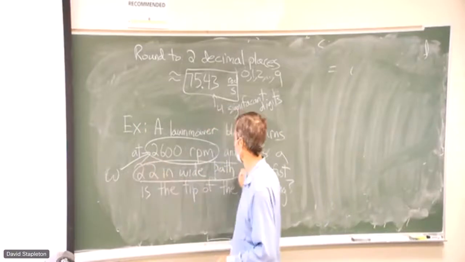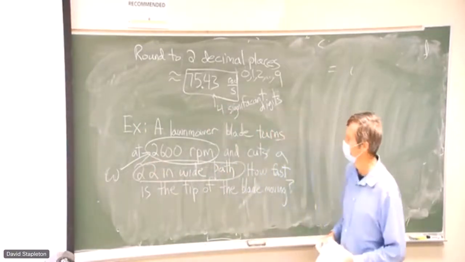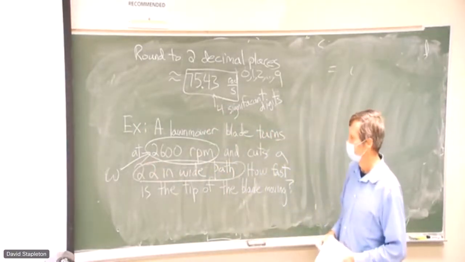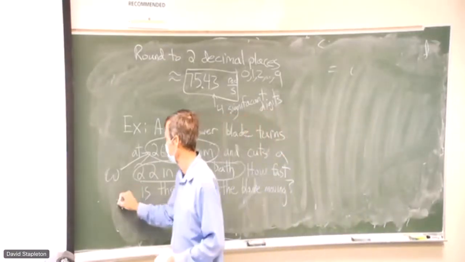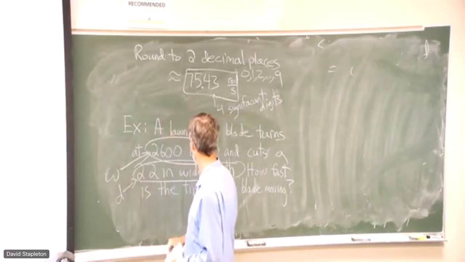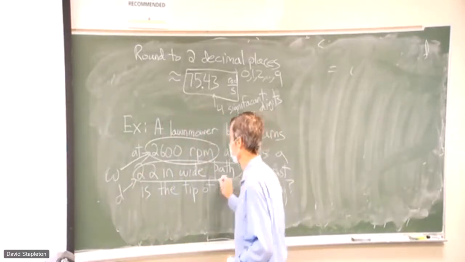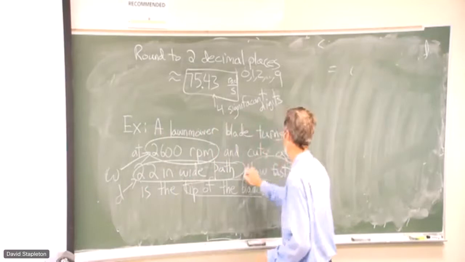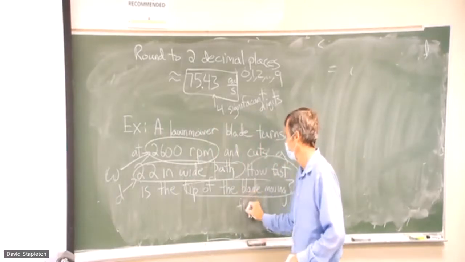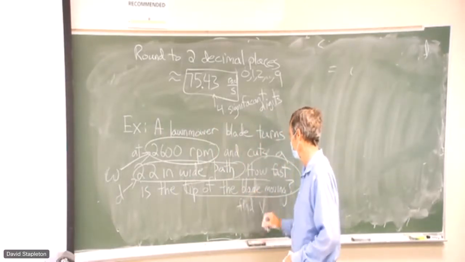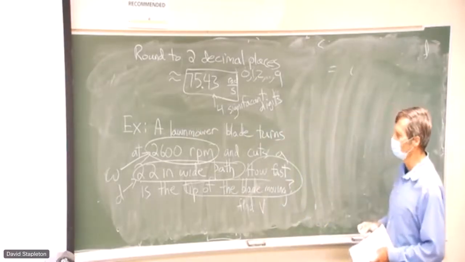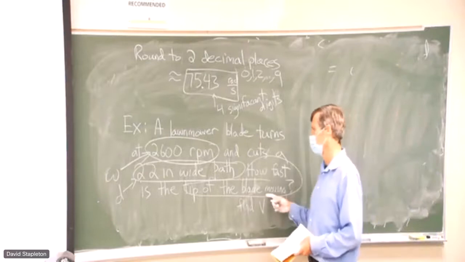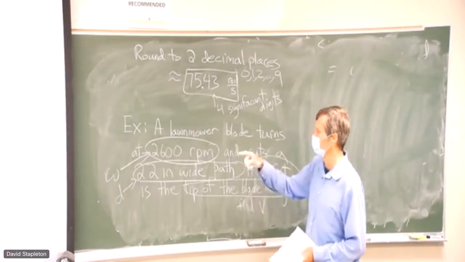The radius? Well, your diameter. Yeah, so that's the diameter instead of the radius. And then how fast is the tip of the blade moving? That's asking you to find the linear velocity or speed, v. So what I'm given is d and omega, and I need to find v.